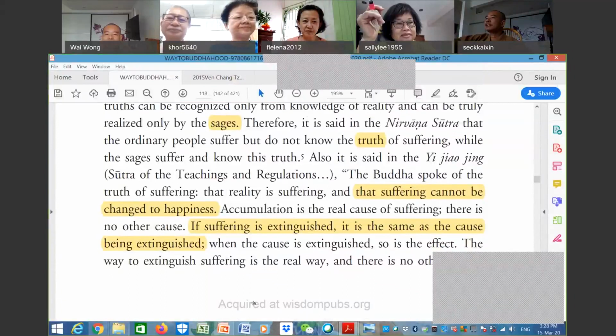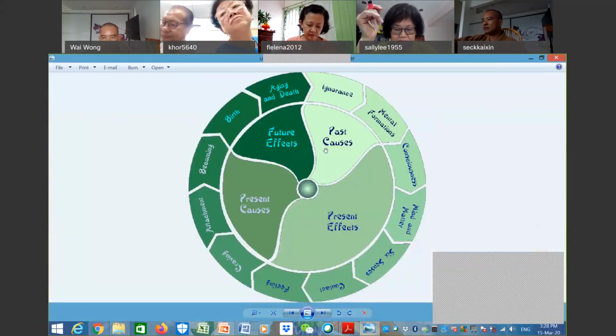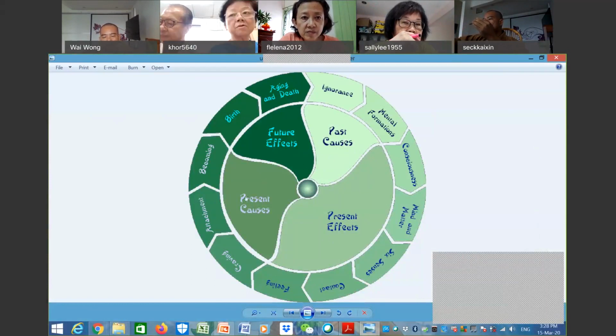If the suffering is extinguished, it's the same as the cause being extinguished. Always remember this chart. This is the very important chart. Since we understand that when you manage to eradicate the cause, then the effect will be gone. Then the present cause you may eradicate, and the future effects will be gone. This is a very important chart.